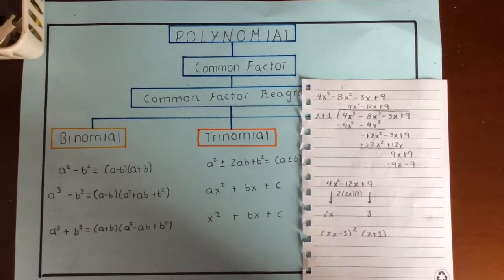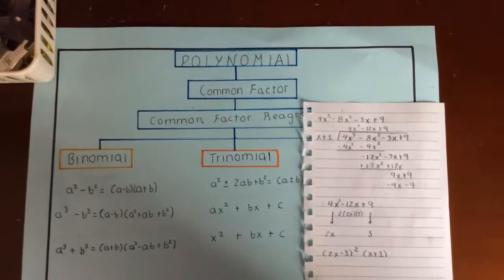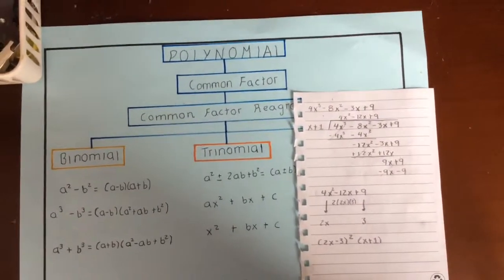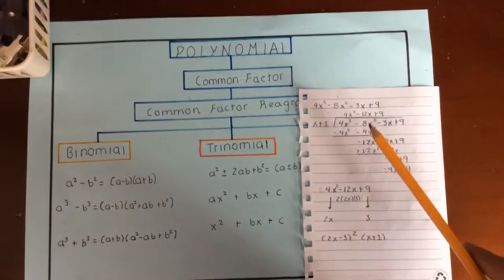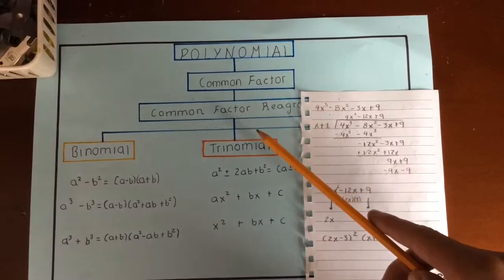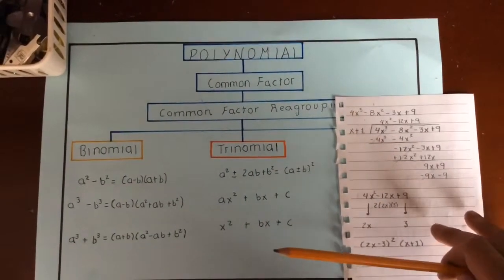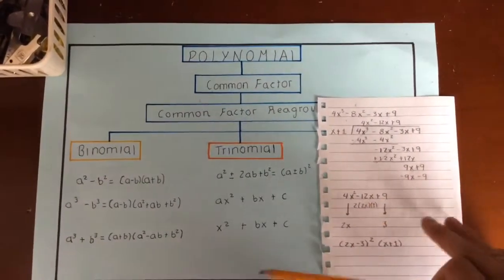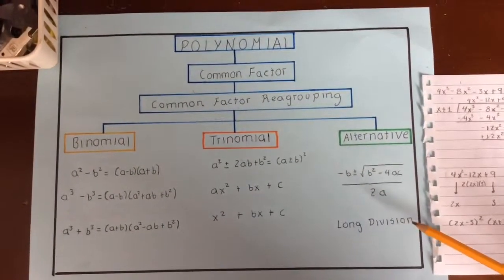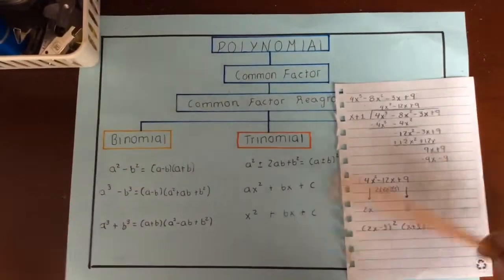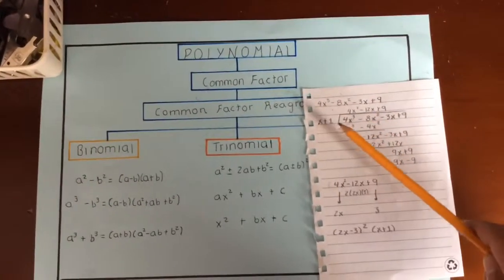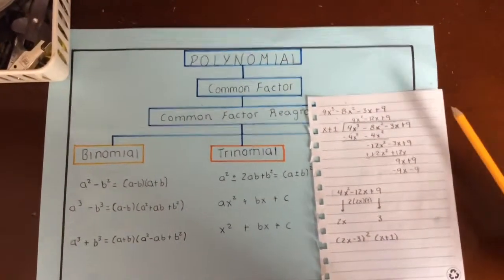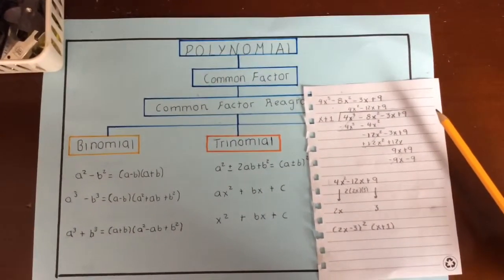For the second question, we have 4x cubed minus 8x squared minus 3x plus 9. The first thing to do is to notice if there is a common factor. As there isn't, we need to see if there is a common factor regrouping. As it will take too much time, we need to consider an alternative way, which can be the long division. In this case, we don't have the divisor, so we need to replace the x with a number that, adding all the terms or subtracting them, we get equal to 0.